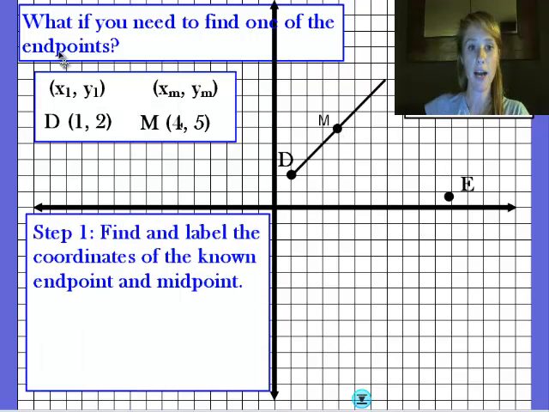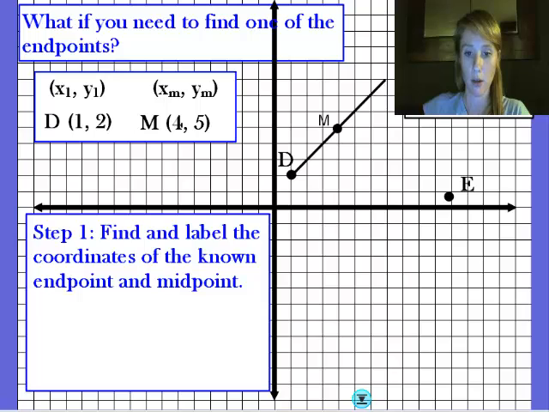To find the location of the second endpoint, our first step, again, is to find and label the coordinates of the known endpoint, D, and our midpoint, M. D is at 1, 2, and M is at 4, 5. Now again, I'm going to label D x1, y1 this time because it's my first endpoint, and M, I'm labeling xm, ym because it's my midpoint.